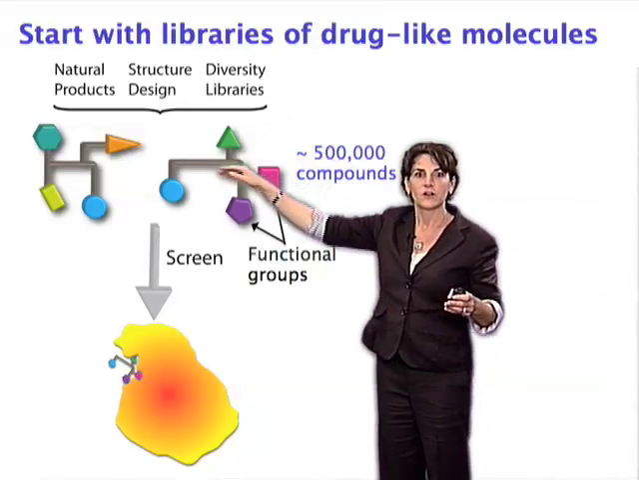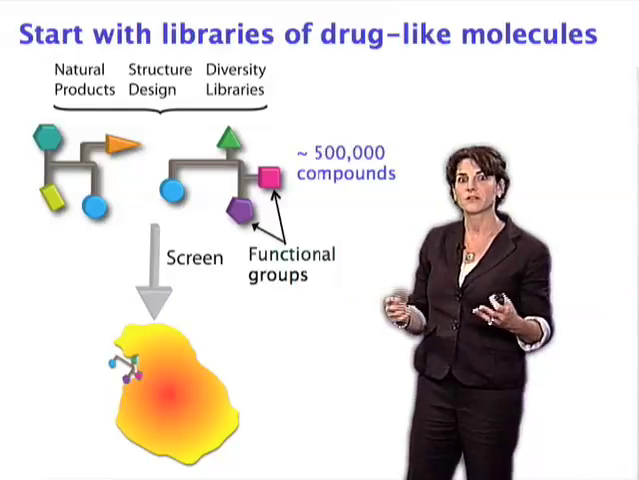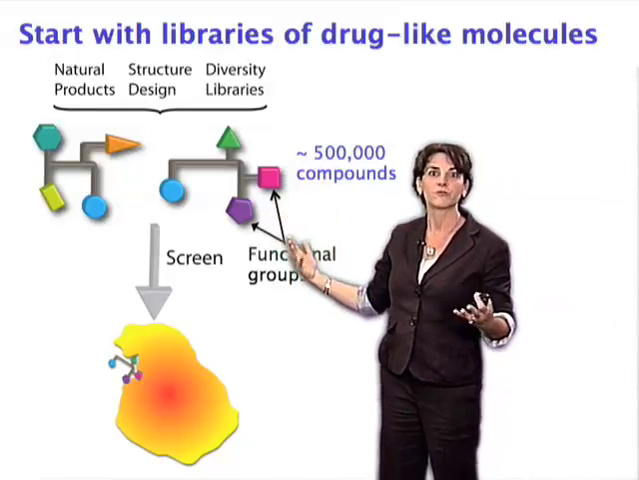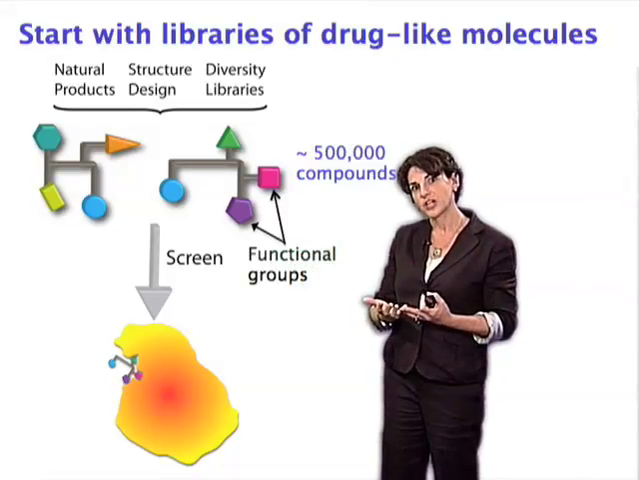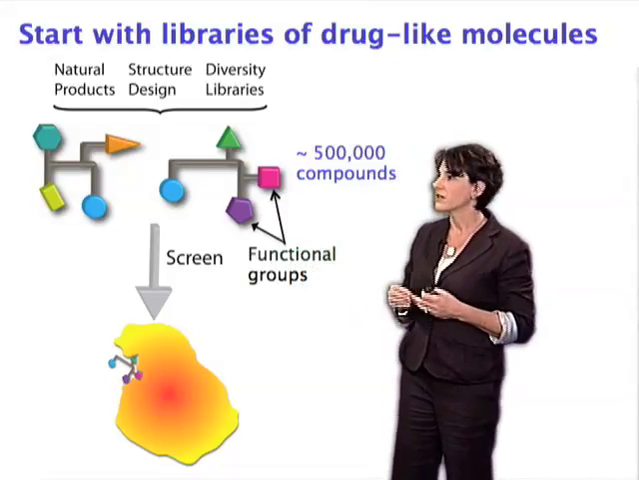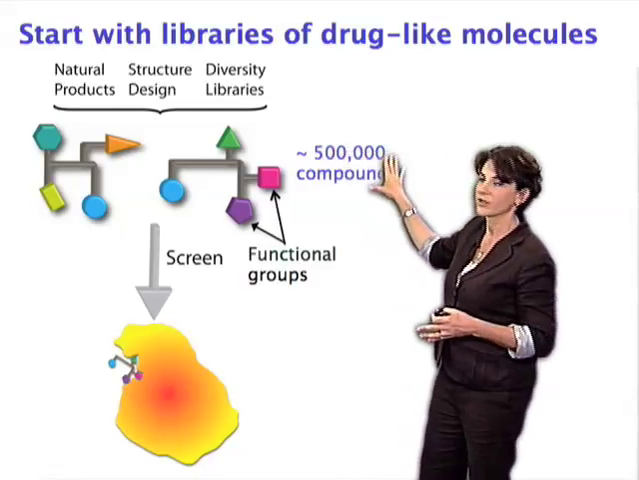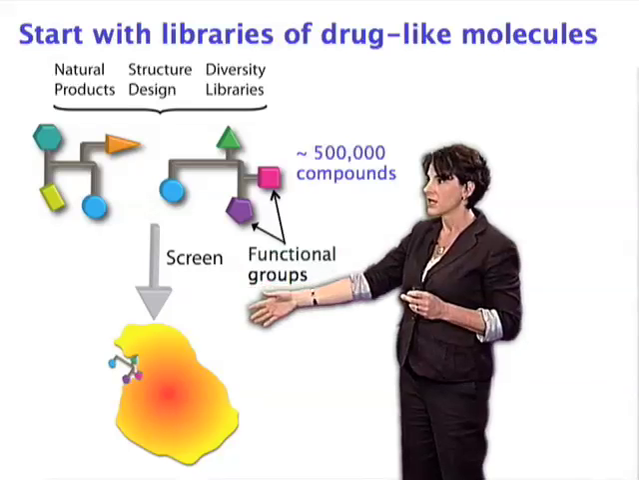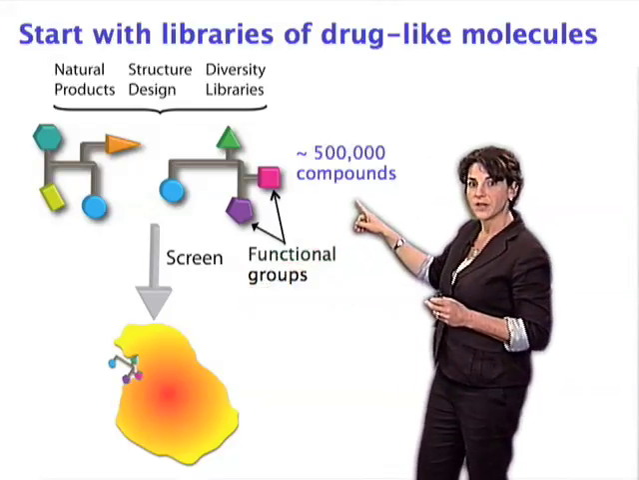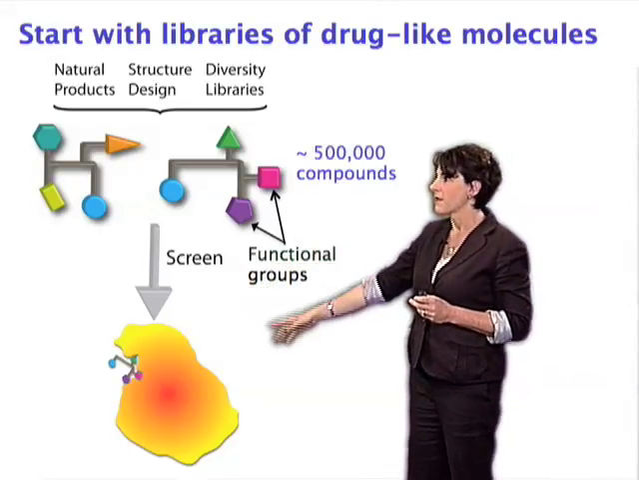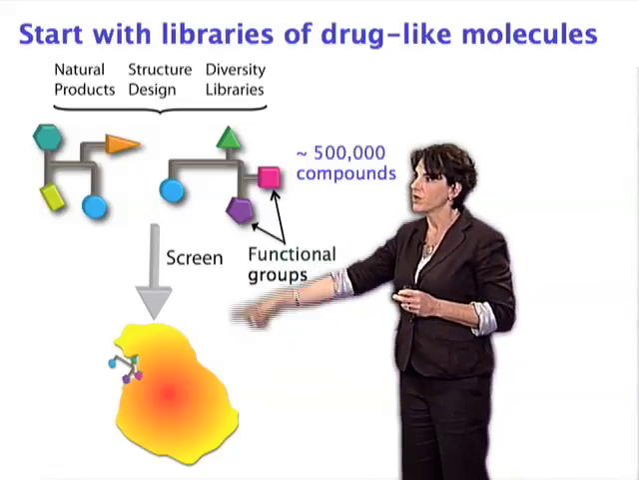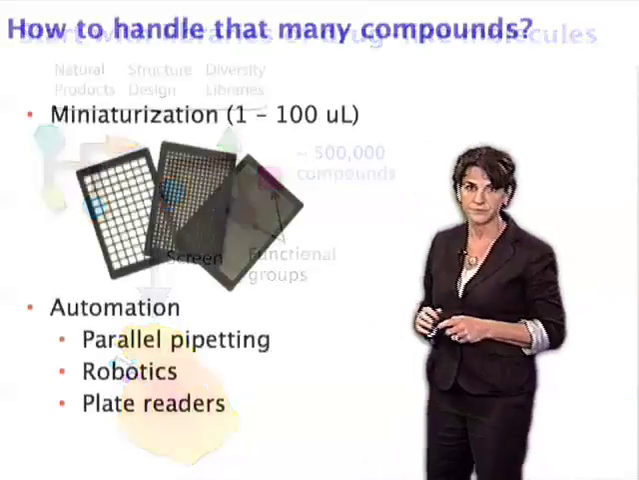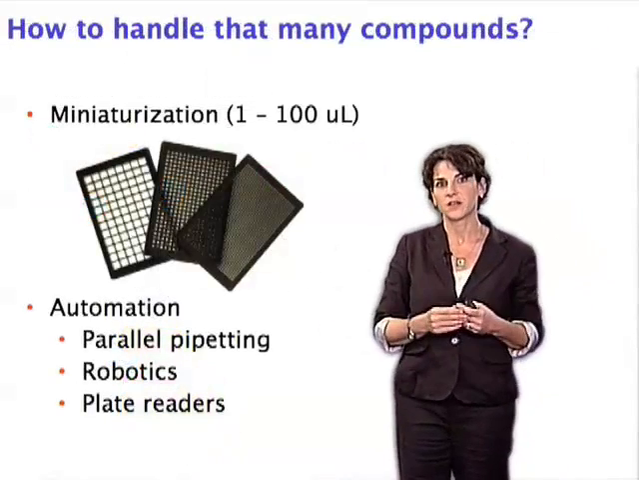The straight lines are scaffolds, so you'll have different shapes to the molecules, and then the different polygons around those are different functional groups. So you'll have an array of different shapes, different sizes, and different functionalities to come to about 500,000 compounds plus or minus. You're then going to screen those compounds in some assay that is amenable to screening 500,000 compounds, and then at the end hope that you get some number of molecules that bind to the target in the way that you want. So how do we handle this many compounds?